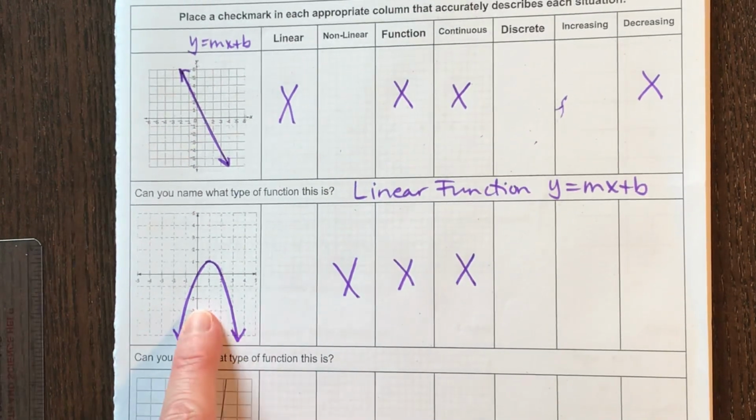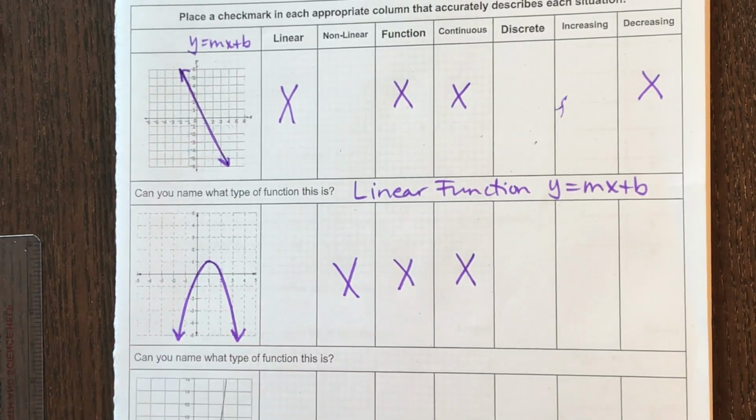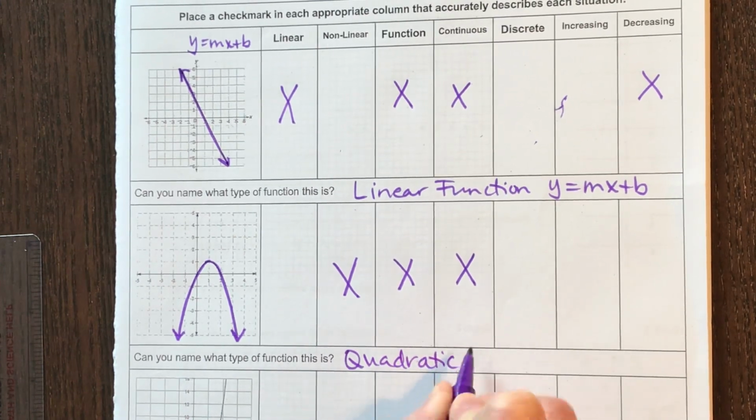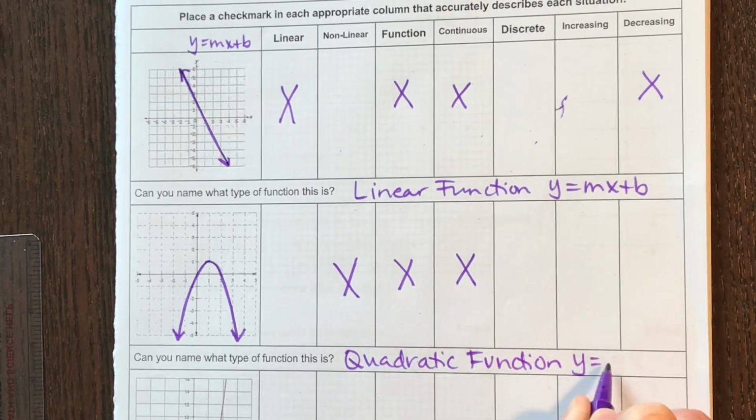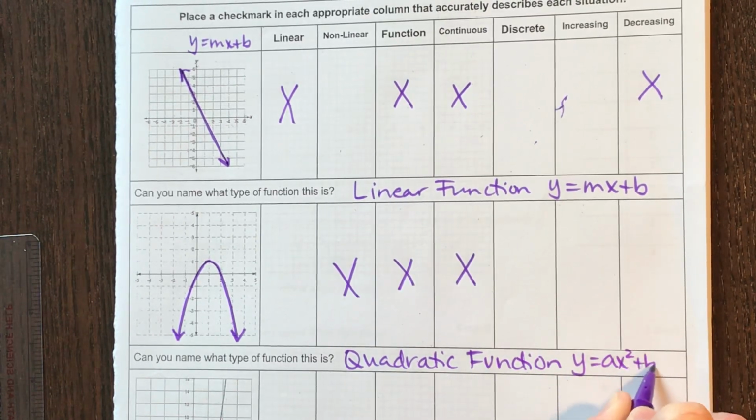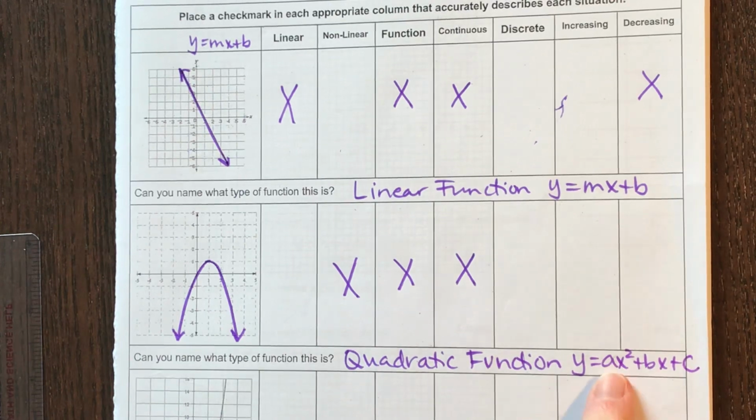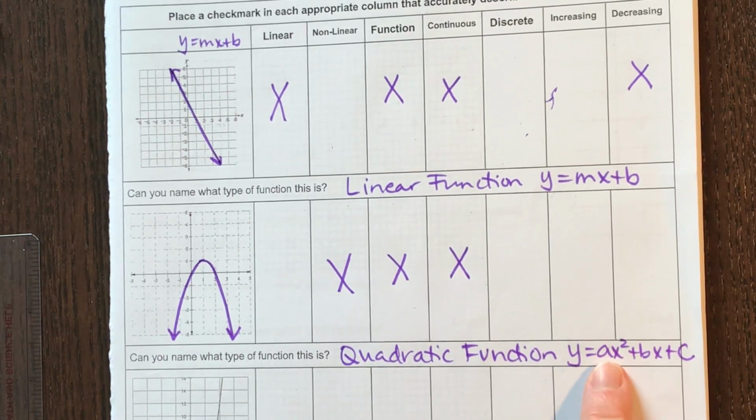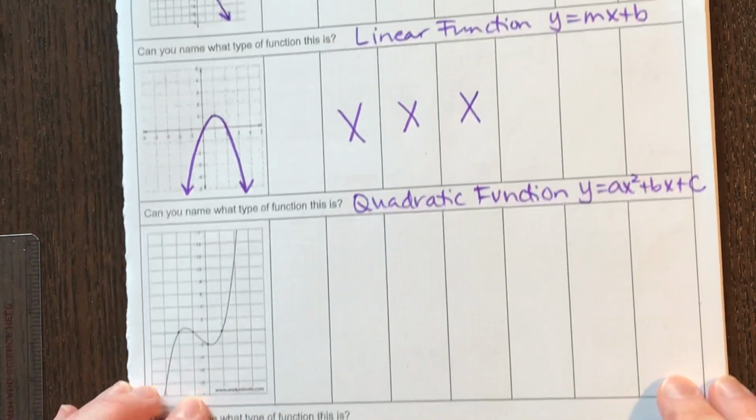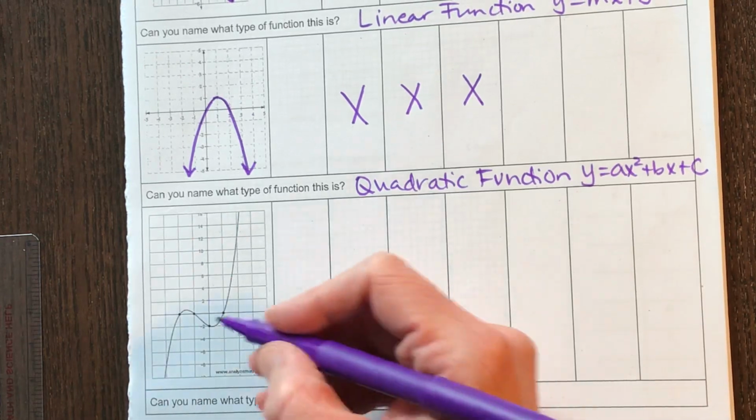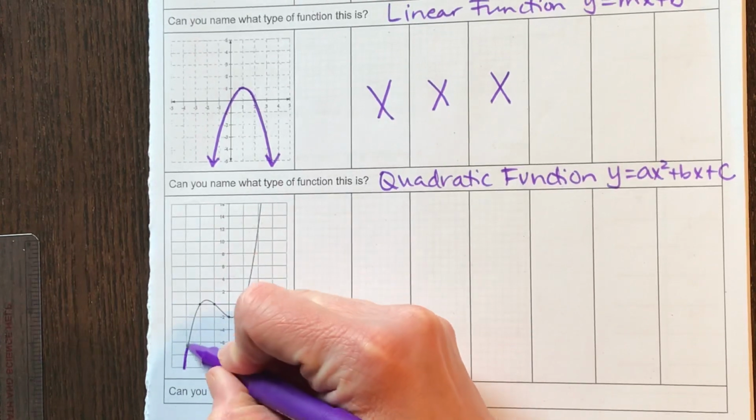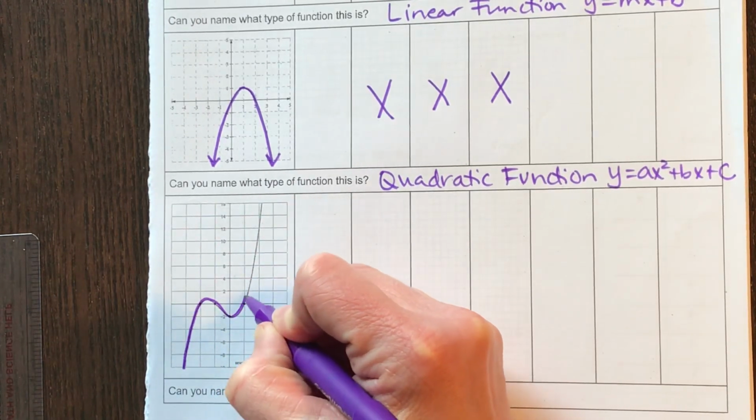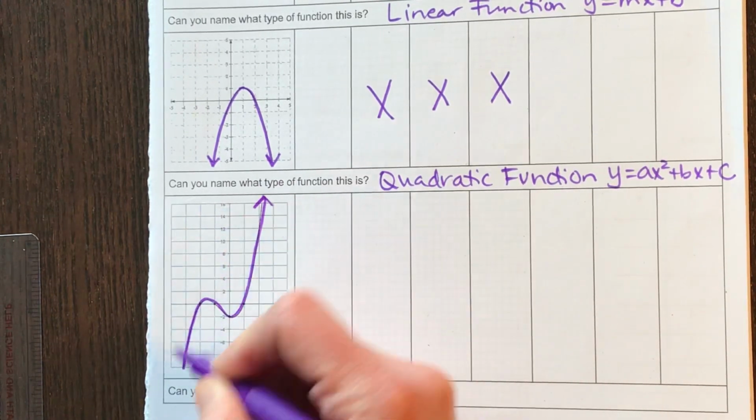This function here is a parabola, and this is what that function looks like. It's called a quadratic function. And it would look something like this, ax squared plus bx plus c. And you'd have to have a square component to your quadratic. Now the last picture at the bottom of your page, page 31 in the notebook, it looks like this. It kind of comes up, loops back down, and then ends going back up.